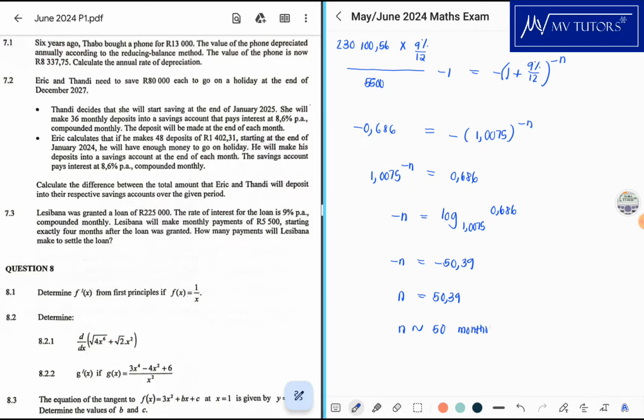So what was the question? How many payments will Lisiba make to settle the loan? I wrote 50 months. He will make 50 payments. And that concludes question 7.